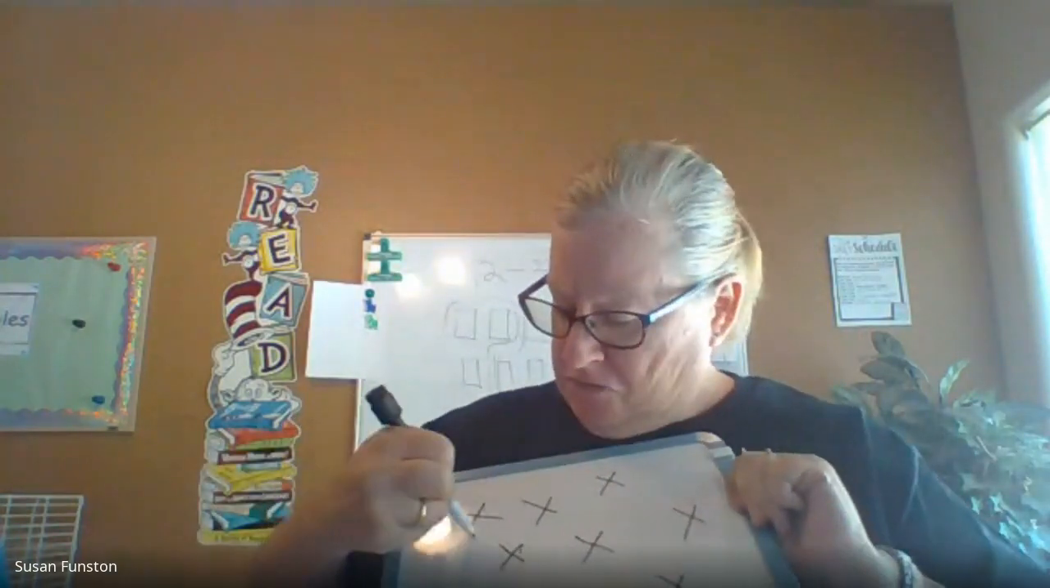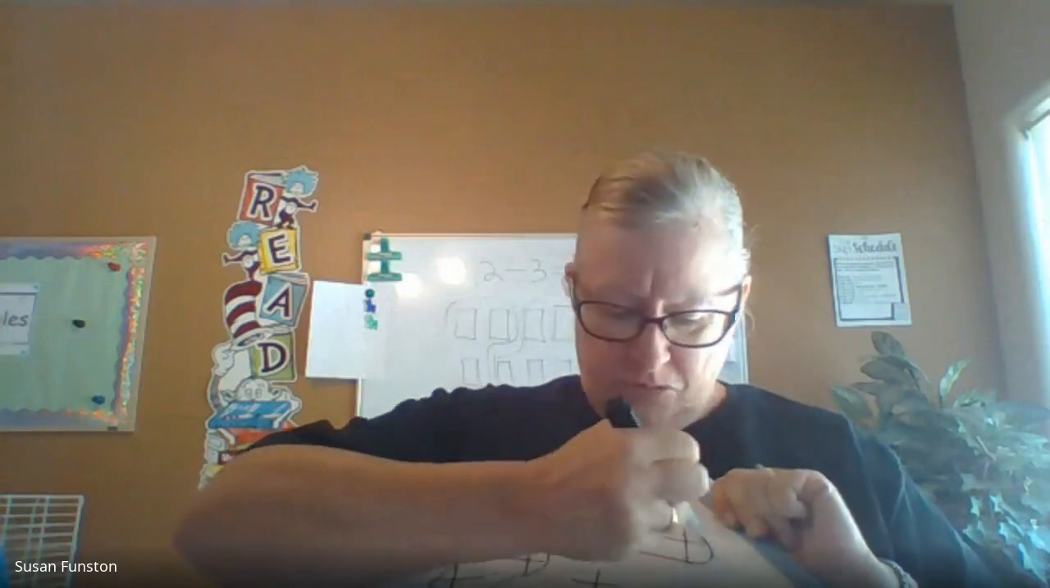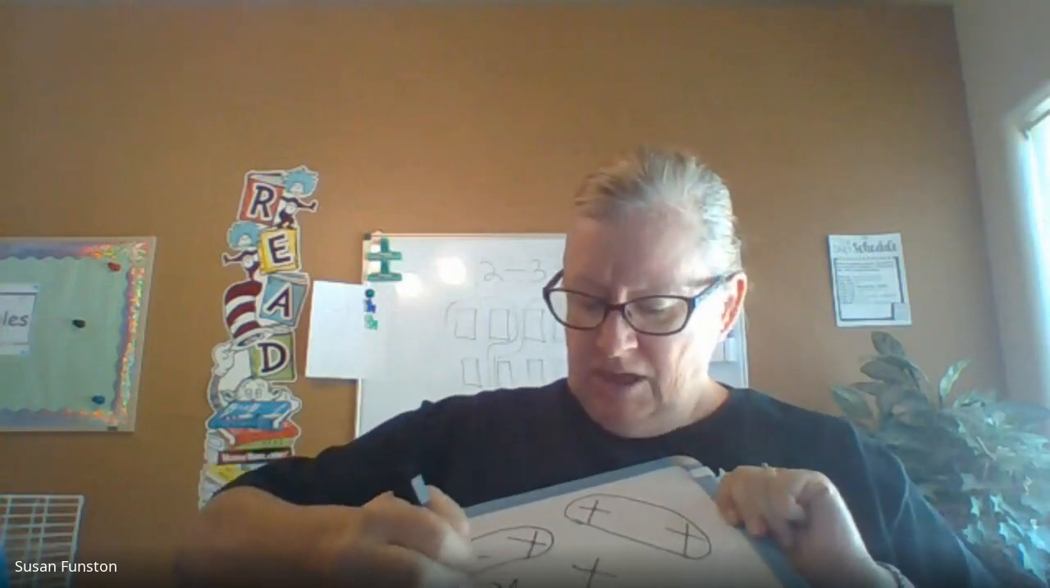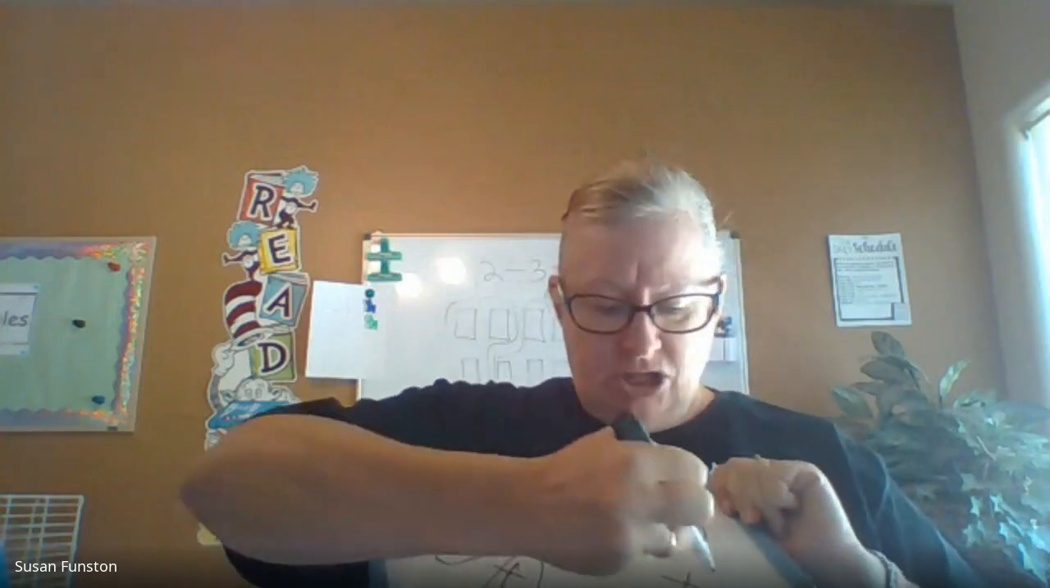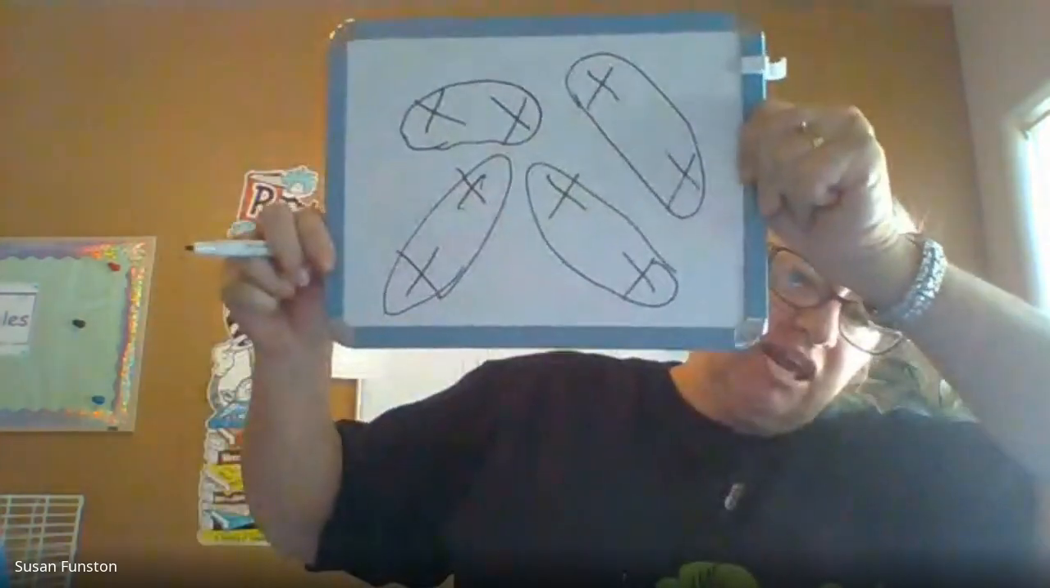Okay, so I have 2 birds in this cage. I have 2 birds in this cage. I have 2 birds in this cage and 2 birds in this cage. So how many cages did I end up with? Right, 4 cages.